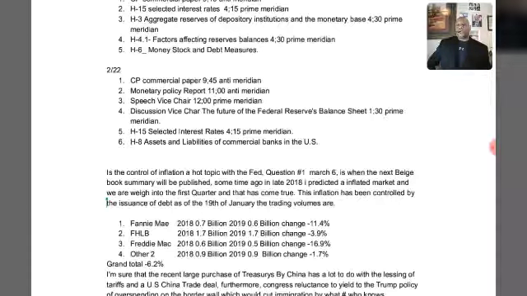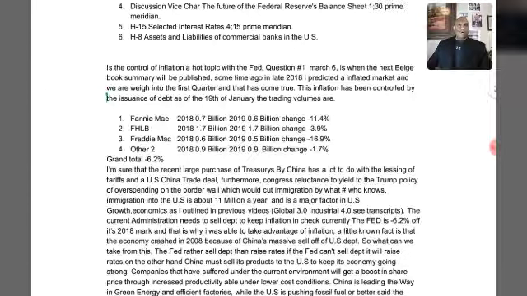This inflation has been controlled by the issuance of debt as of the 19th of January. Now, what we're going through here, my friends, is the actual trading volumes of the bonds itself. And I think it sheds a little light on things. Number one, Fannie Mae, 2018, 0.7 billion. 2019, 0.6 billion. A change of negative 11.4%. Number two, FHLB, 2018, 1.7 billion. 2019, 1.7 billion. They listed it as negative 3.9%. You know, maybe those are just roundabout numbers. Then they put the percentage change on the end of that. But that's what's recorded by the government.